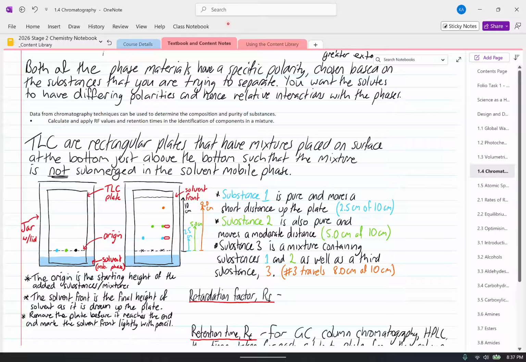Now, when it comes to it, I have left myself a spot which apparently I need to fill in. So, retardation factor is the proportion a substance has traveled relative to the mobile phase. So it's always going to be a ratio.